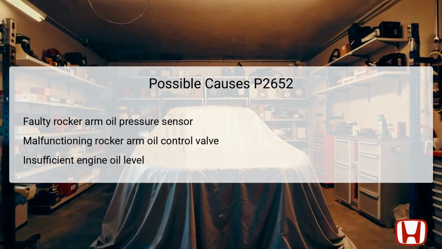The main possible causes of DTC P2652 include a faulty rocker arm oil pressure sensor, a malfunctioning rocker arm oil control valve, and an insufficient engine oil level. If the rocker arm oil pressure sensor fails, it may continue to send erroneous signals to the PCM, leading to incorrect oil pressure readings and potential engine performance issues. Similarly, if the rocker arm oil control valve does not function properly, it won't regulate oil flow as needed, which can alter oil pressure readings.